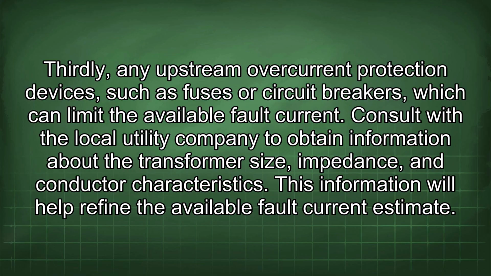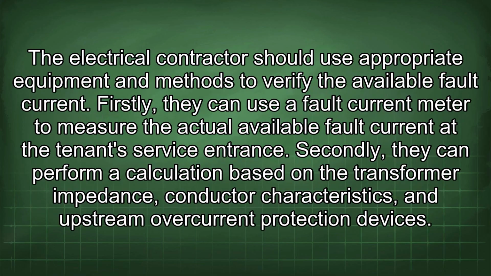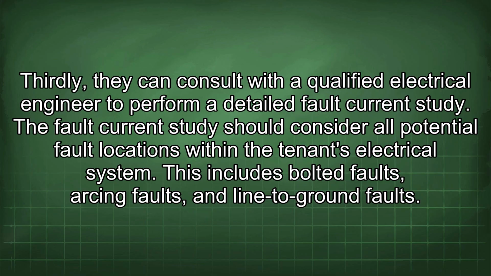Consult with the local utility company to obtain information about the transformer size, impedance, and conductor characteristics. This information will help refine the available fault current estimate. The electrical contractor should use appropriate equipment and methods to verify the available fault current. Firstly, they can use a fault current meter to measure the actual available fault current at the tenant's service entrance. Secondly, they can perform a calculation based on the transformer impedance, conductor characteristics, and upstream overcurrent protection devices. Thirdly, they can consult with a qualified electrical engineer to perform a detailed fault current study.